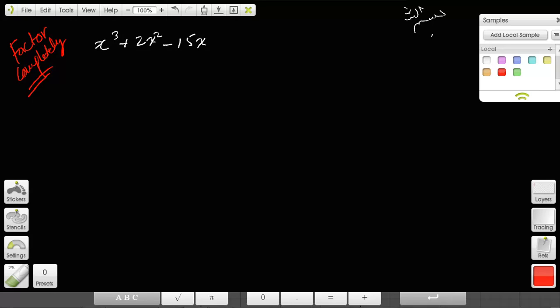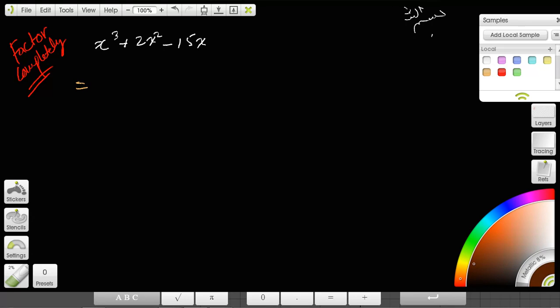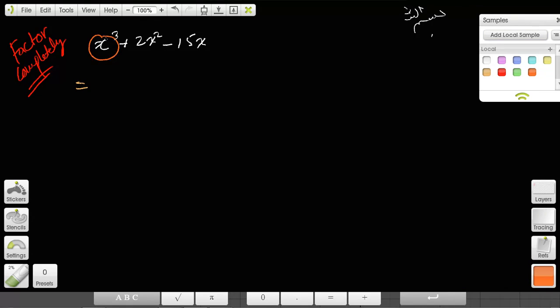Those are our instructions. So here, the first thing, as always, is: is there something that I can factor out from all of these three terms? Well, there is. I can factor out an x from all of these three. There's no constant term that I can factor out, but I can factor out an x, right?